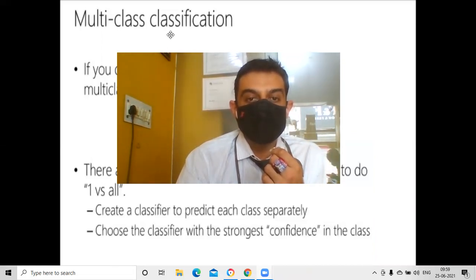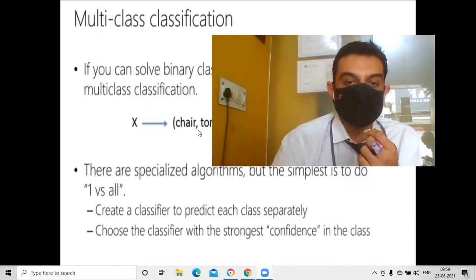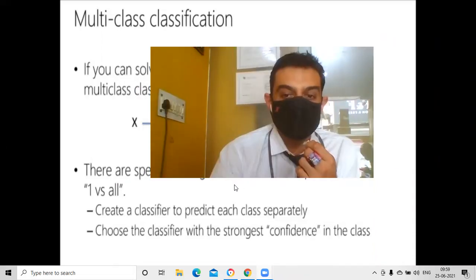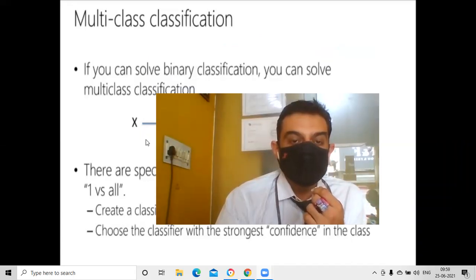we predict with how much confidence we can say that it is a chair, or with how much confidence we can say it is a tomato or not. Those kinds of things are there in multi-class classification. So it is a combination of binary classifications.